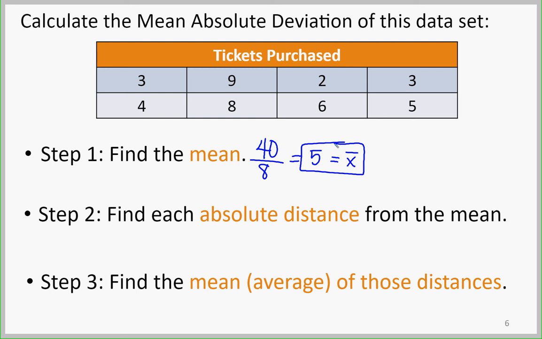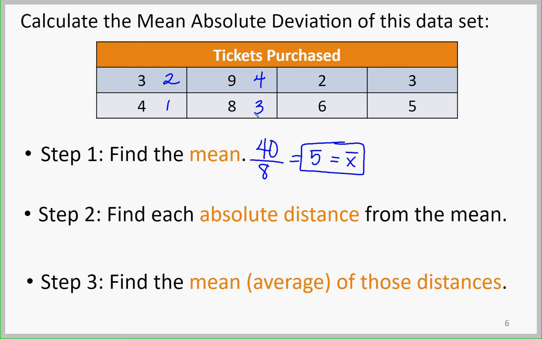Okay, here's step 2, and it's the most tedious part. It's not hard, but it's the most tedious part. We need to find each absolute distance, remember distance is always positive, from the mean. So, let's take each of these, and I'm just going to write the distance to the side of it. That way I know I get all of them. So, how far away is 3 from our mean of 5? How many units? 2. How far away is 4 from 5? 1 unit. How far away is 9 from 5? 4 units.